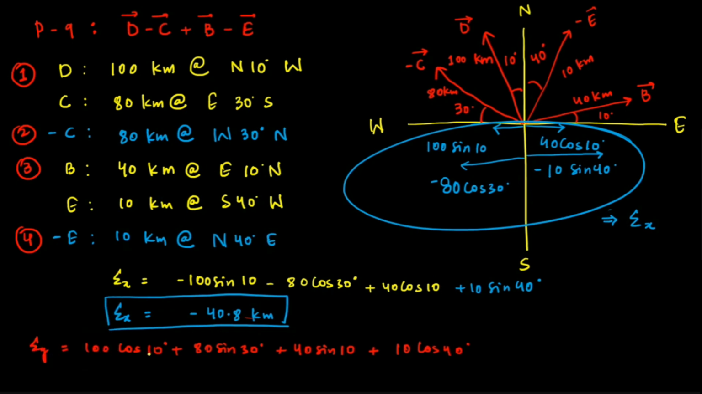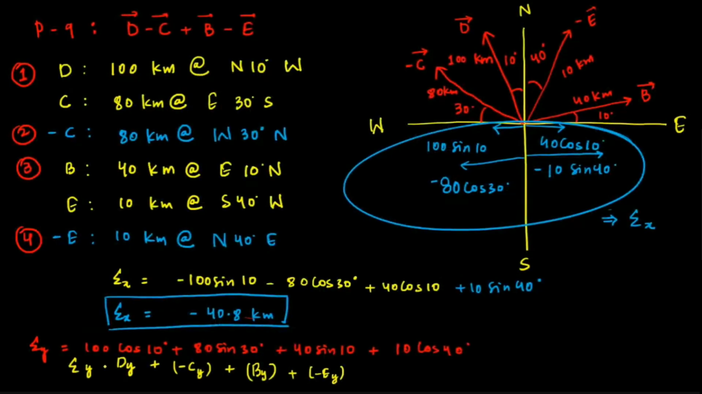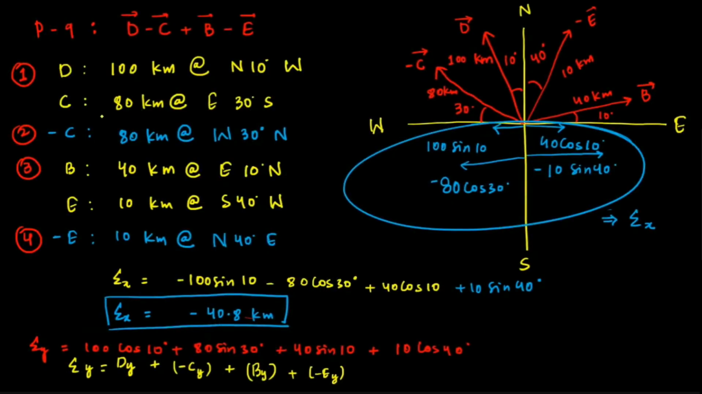Now, what is this 100 cos 10? 100 cos 10 is Dy. What is this 80 sine 30? 80 sine 30 is negative Cy. What is this 40 sine 10? It is going to be By. Now 10 cos 40 is going to be negative Ey. That is something you need to understand first, what these vectors are. This is how the components are being written, and this is how we are supposed to find the components. Does this make sense?